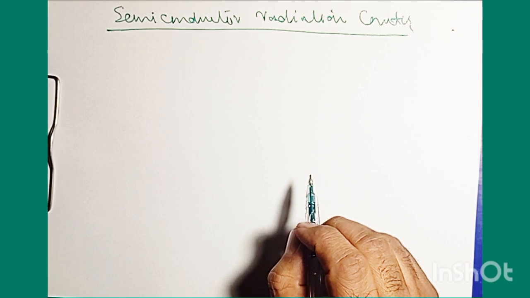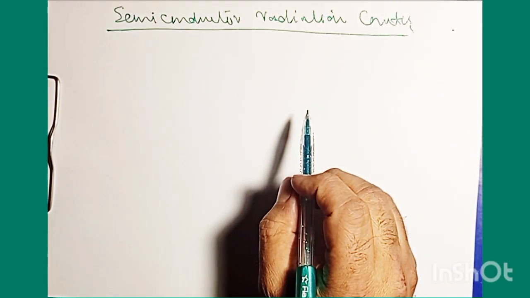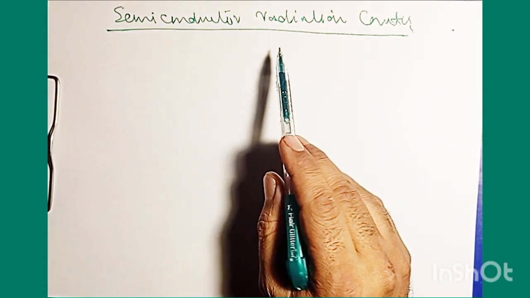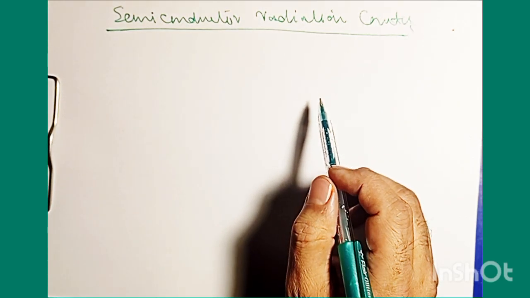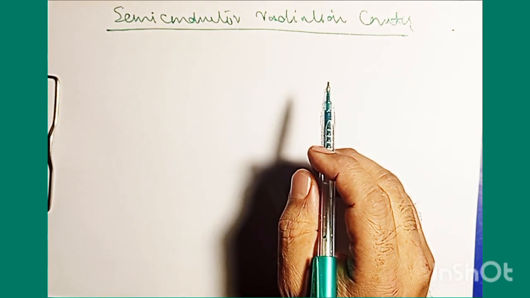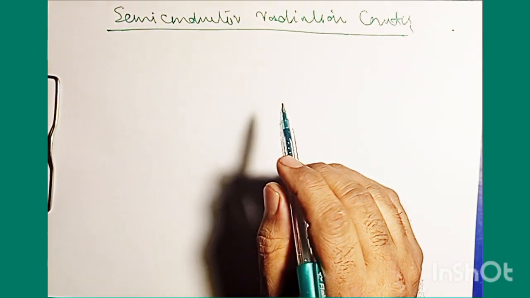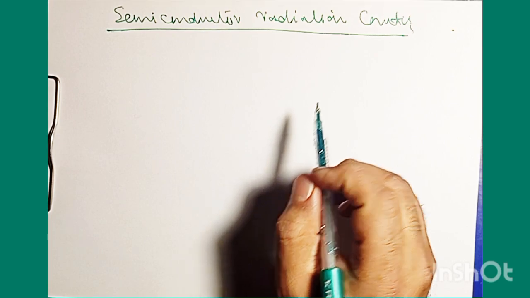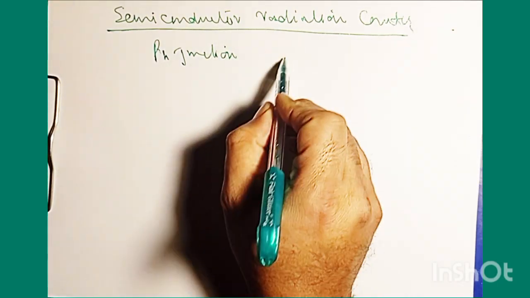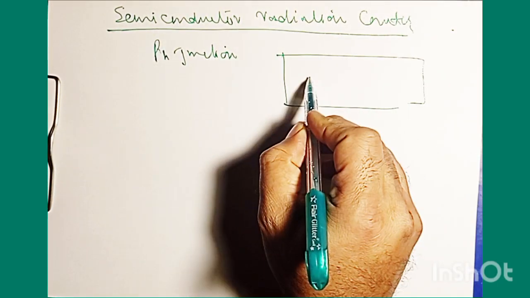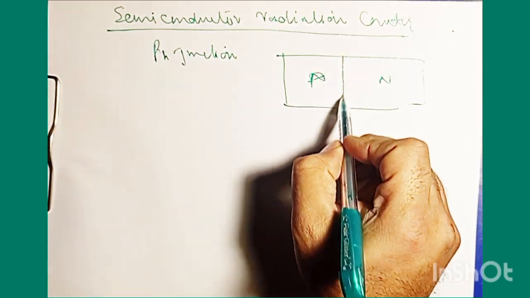Now let's talk about the counter that's made of a semiconductor. We call those counters semiconductor radiation counters, and the working of a semiconductor detector is basically based upon the properties of a p-n junction. So we have a p-n junction, say P and N.